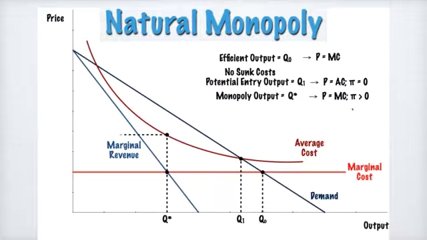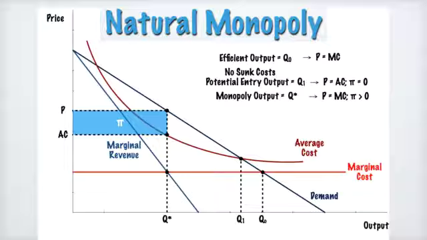If we go up to average total cost and across, that gives us our average cost. If we go from Q star up to the demand curve and across, that gives us our price. And that blue shaded area is the economic profits that we will see.